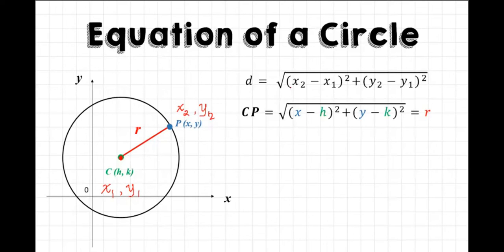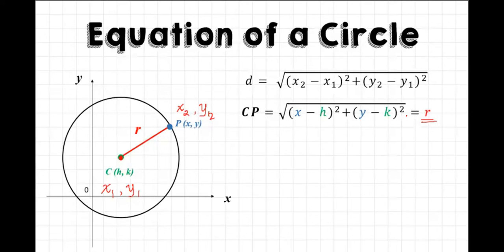Alright? And if we try to substitute the values of x sub 2, y sub 2, y sub 1, x sub 1, doon sa ating distance formula, then definitely, CP, or rather the distance from center to point, is equal to quantity square root of quantity x minus h squared plus y minus k quantity squared, which is also equal to your radius. Kasi nga, si CP is equal to R.